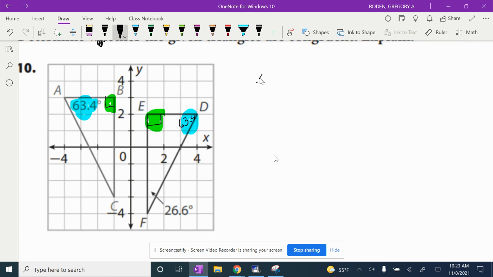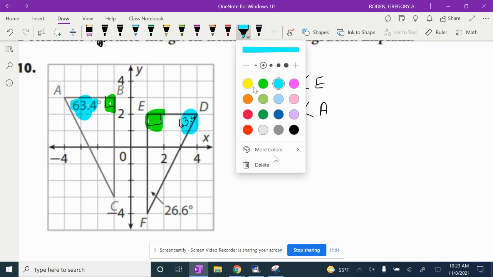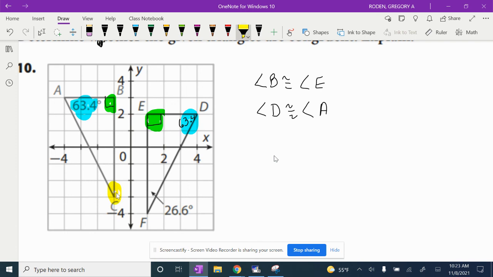So now we can say this. We can say angle B is congruent to angle E because they're right angles on the coordinate plane. We can now say that angle D is congruent to angle A, right, Dakota? Because we use the triangle angle sum theorem. Now, we're still missing an angle here, guys. We don't know if C and F are congruent to each other. I don't know if these two angles are. Maybe they're different. Is there a way to figure out C and F here?